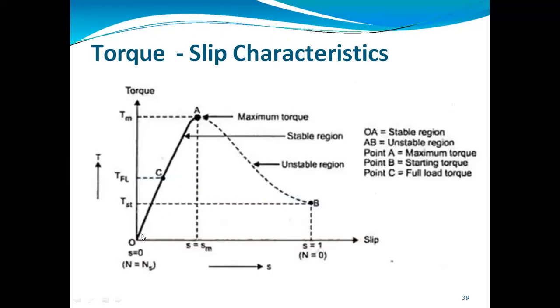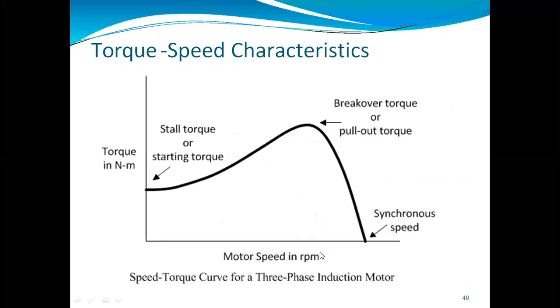Here, we will get the value of torque increasing linearly with increase in slip. But when you reach the maximum value of slip, at that time we call that region unstable, because here the torque is inversely proportional to the slip, from Sm to S equal to 1. So in that way, you will get the torque speed characteristics.